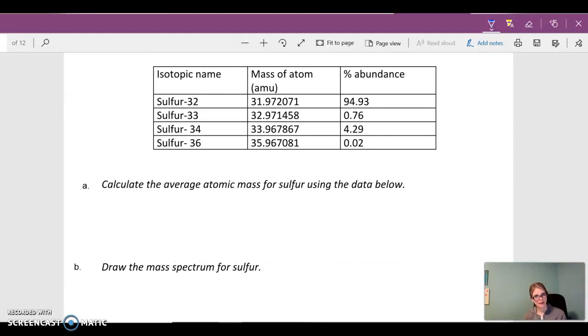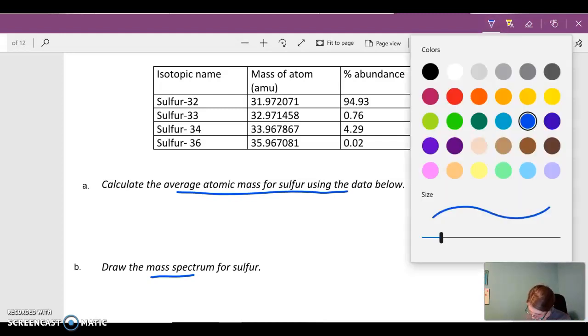I want to go backwards now. So we just found the percentage, and now I want to go back and actually create the mass spectrum from it. So the first thing we're going to do is calculate the average mass for sulfur. If you know what you're doing for this, pause it, do it yourself, and then come back and check the answer. I'll just kind of show you my work.